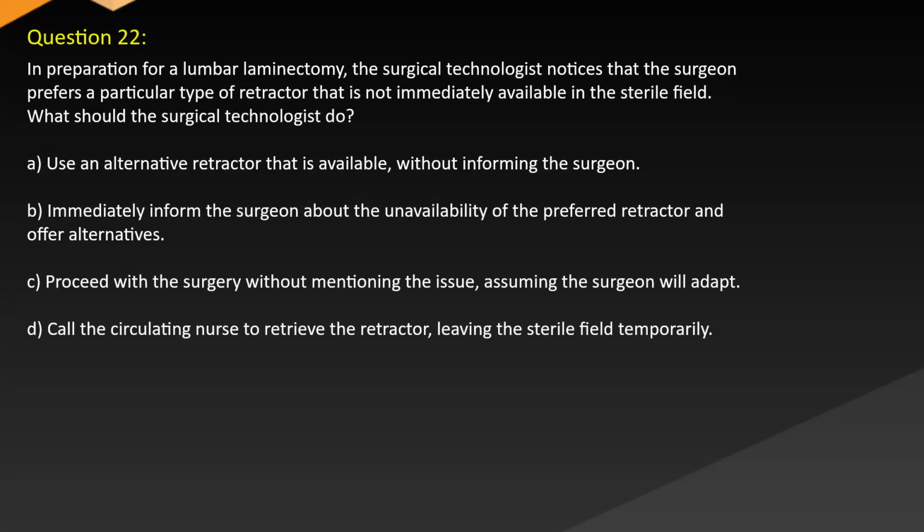Question 22. In preparation for a lumbar laminectomy, the surgical technologist notices that the surgeon prefers a particular type of retractor that is not immediately available in the sterile field. What should the surgical technologist do? A. Use an alternative retractor that is available without informing the surgeon. B. Immediately inform the surgeon about the unavailability of the preferred retractor and offer alternatives. C. Proceed with the surgery without mentioning the issue, assuming the surgeon will adapt. D. Call the circulating nurse to retrieve the retractor, leaving the sterile field temporarily.